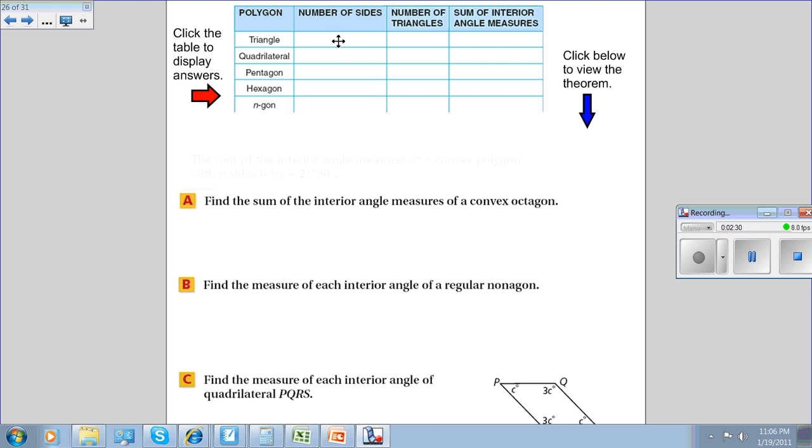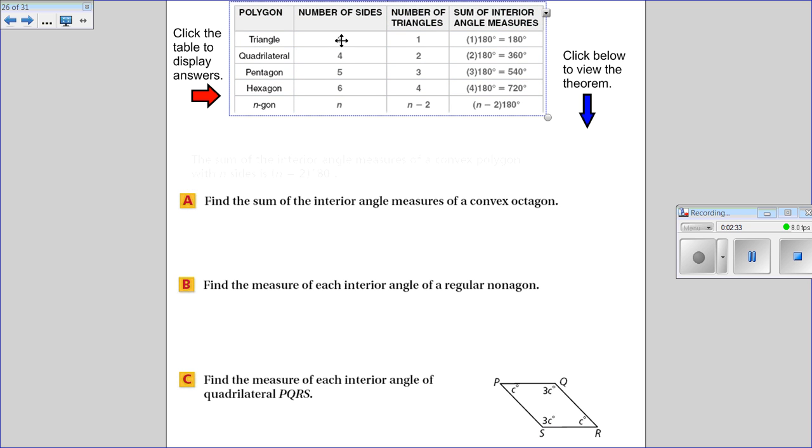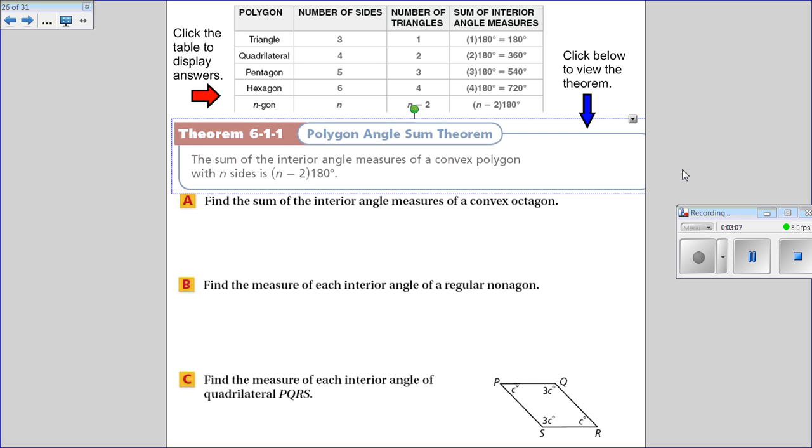Here we go. Number of sides of a triangle: 3. One triangle, 180. Quadrilateral: four sides, two triangles. So it's always two less. If I had an n-gon, I would have n minus 2 triangles. So if I want to know how many degrees are in a 90-sided figure, I would do 90 minus 2, and then multiply by 180 degrees for each triangle, and that gives the total interior degrees of whatever polygon you're doing. It must be a convex polygon. This does not work with concave polygons.